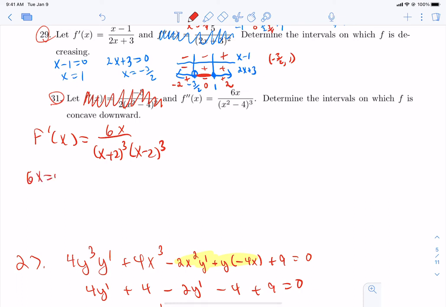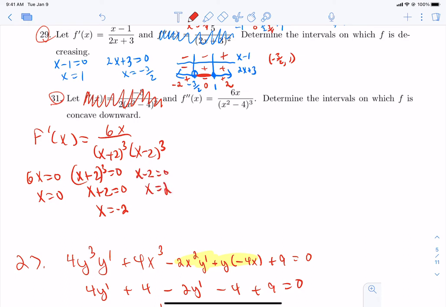So where does 6x equal 0? That's at 0. Where does (x plus 2) cubed equal 0? Well, the same place where x plus 2 equals 0, or -2. And so (x minus 2) cubed is where x minus 2 equals 0, or x equals +2. So when we make our plus and minus chart, we have -2, 0, and +2.